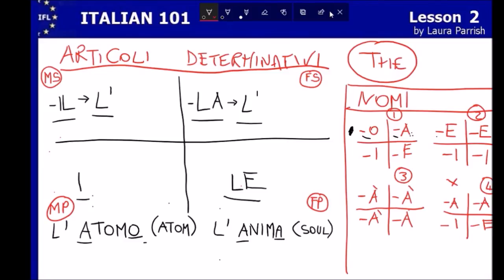Now let's make those words plural and see which articles you're going to use. I remind you that this is the pattern. Okay, plural of atomo will be atomi, right? And plural of anima will be anime, okay? Anime.